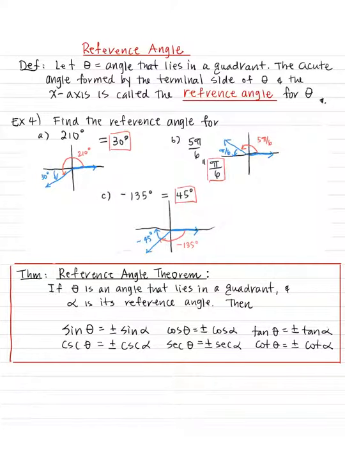Okay, so now here comes the big theorem, the reference angle theorem. This is a very useful theorem. It says that if theta is an angle that lies in a quadrant and alpha is its reference angle, then sine of theta is going to be either plus or minus sine of alpha. Cosine of theta is going to be plus or minus cosine of alpha. Now the plus and minus is determined by which quadrant your theta lies in. Don't worry, we'll do some examples in a minute.